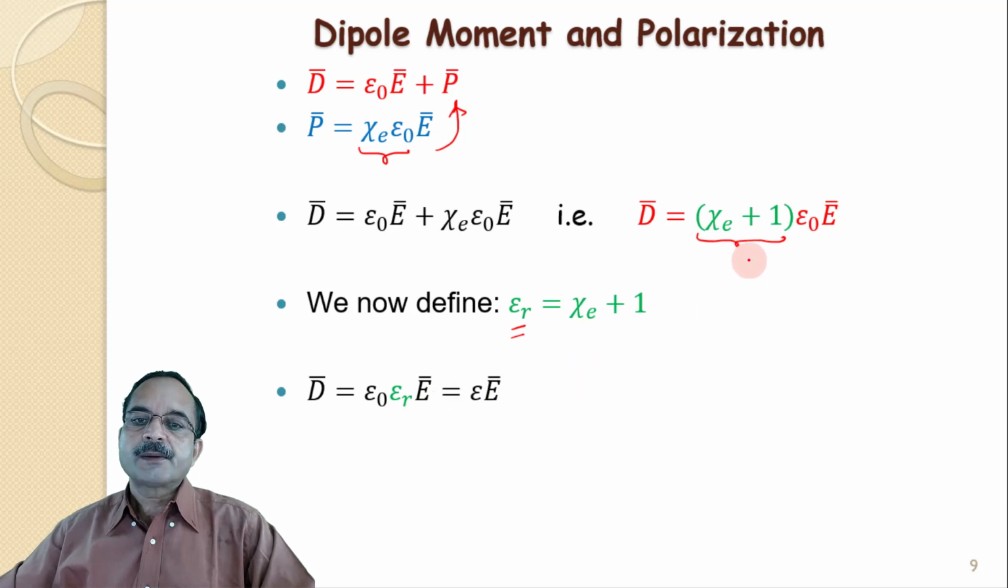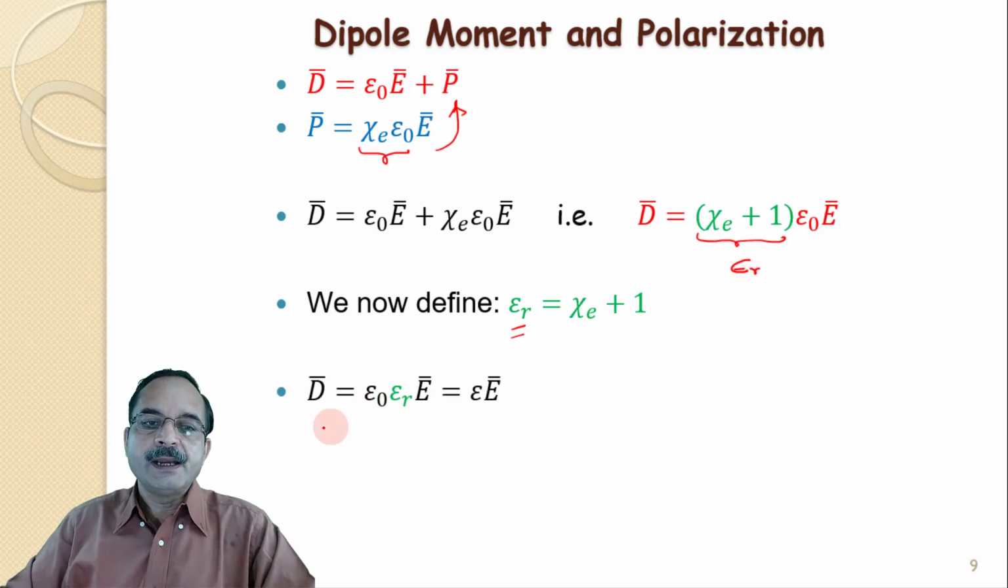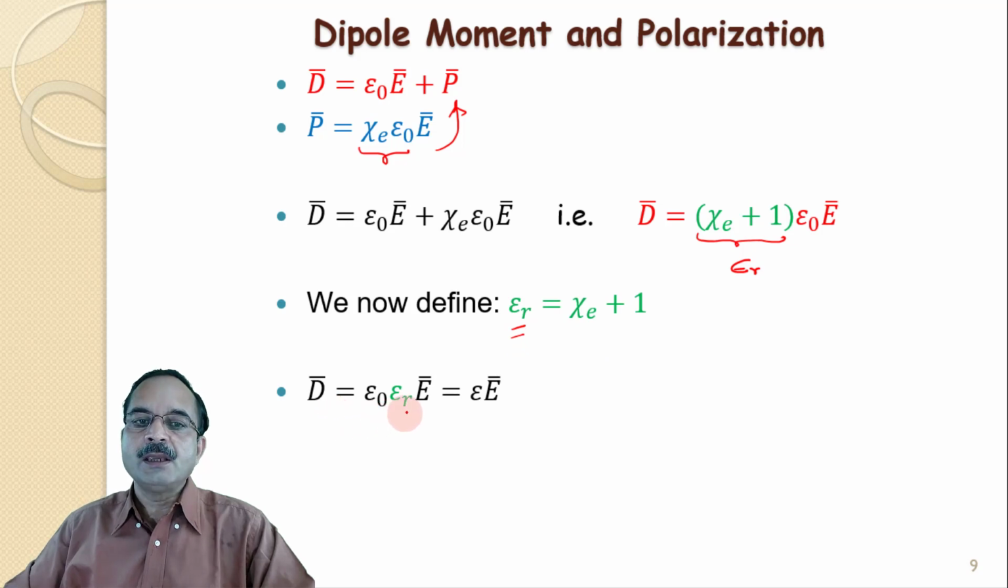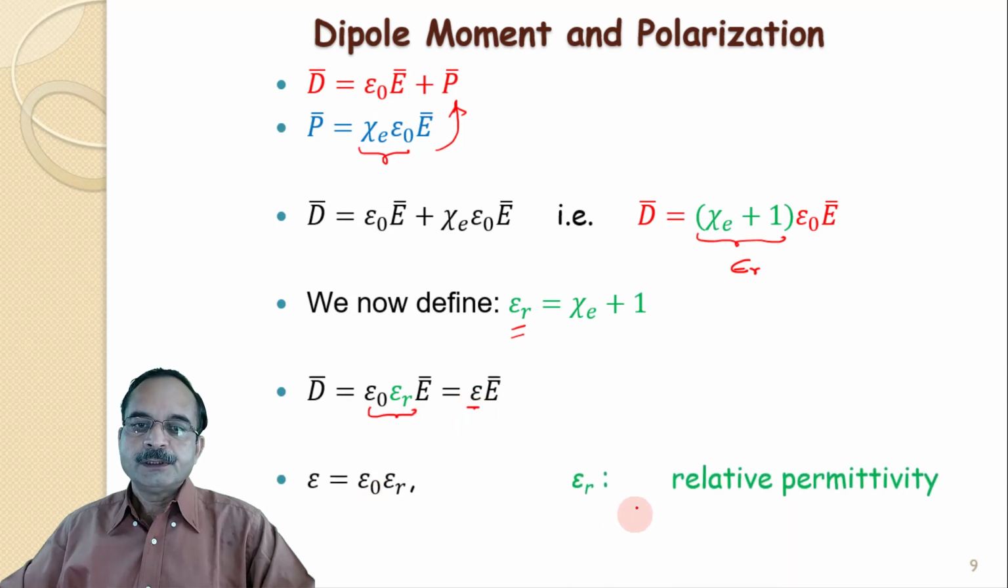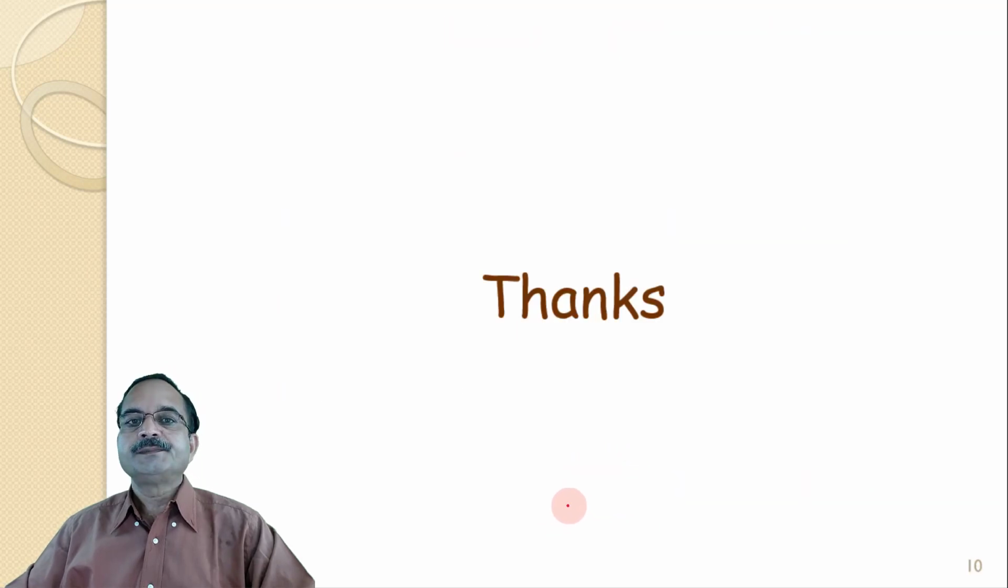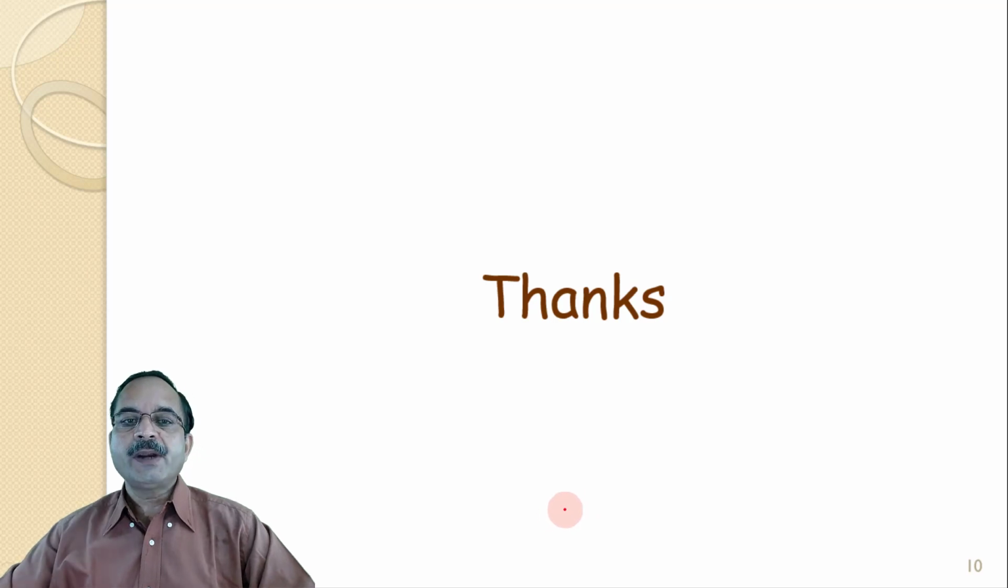So this is epsilon r. We can write D as epsilon 0 epsilon r E, or epsilon E, where epsilon is epsilon 0 into epsilon r, and epsilon r is the relative permittivity of the material. So these are the properties of dielectrics, that is permittivity, susceptibility, and the relationship between polarization and electric field intensity.